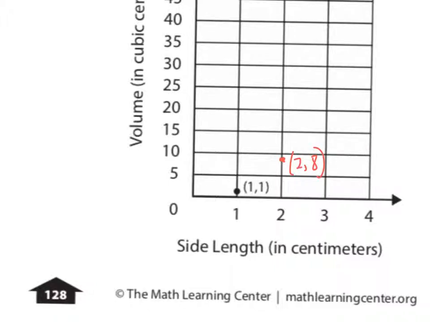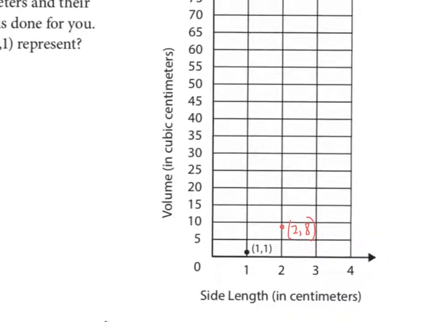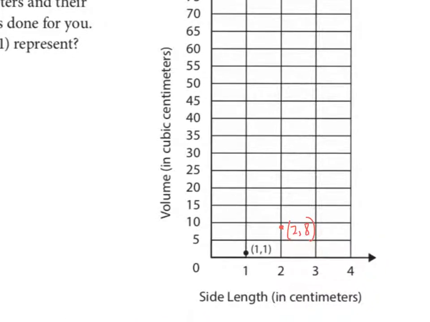Now I do the same for 3. I'm thinking of a cube with side lengths that measure 3 by 3 by 3. So I know 3 times 3 is 9. 9 times 3 is 27. So I'm going to move my graph here, and I'm going to label 3, 27. I'm going to plot 3, 27, which is before 30. I'll label it right there.